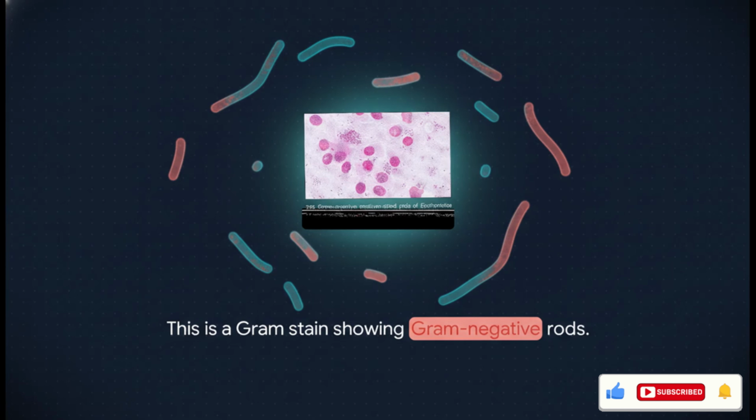step at a time. Okay, so it all starts right here with a slide. You've taken a sample, you've stained it, and under the microscope, this is what you see, a whole field of these little pink or red rods. This tells us they're gram-negative bacteria, and that's our first big clue in this diagnostic mystery.